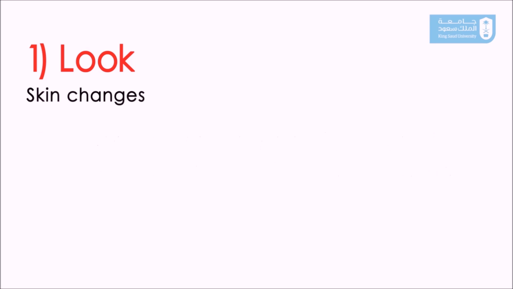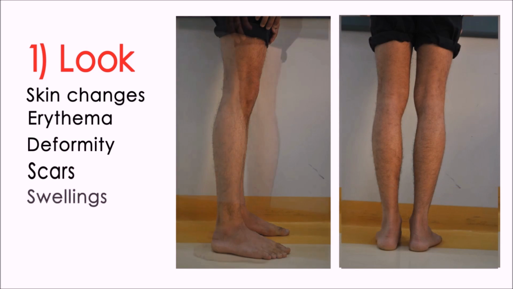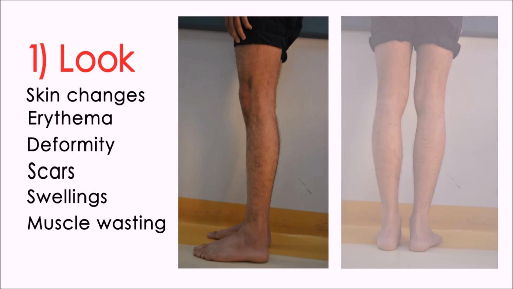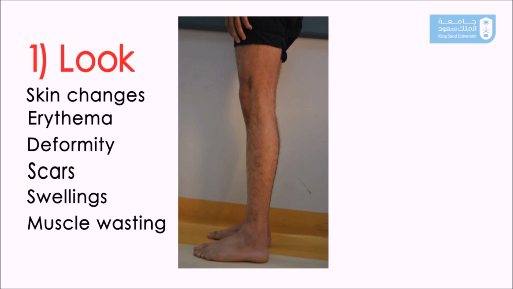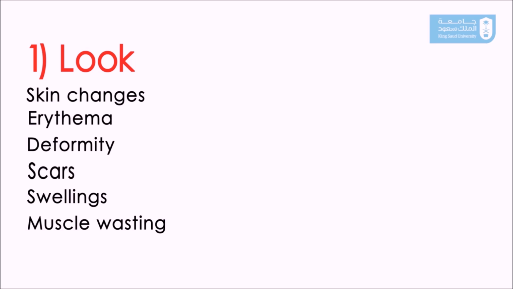Note any skin changes, erythema, deformity of a varus or valgus type, scars from previous surgery or injury, and swellings from rheumatoid arthritis, septic arthritis, gout, or Baker cyst. Note any muscle wasting, including of the hamstrings, gastrocnemius, tibialis anterior, and the quadriceps.